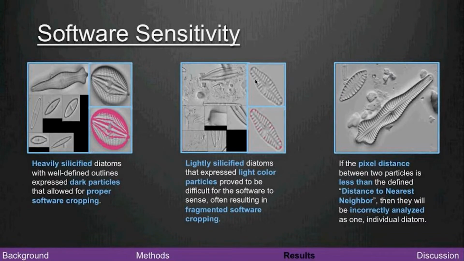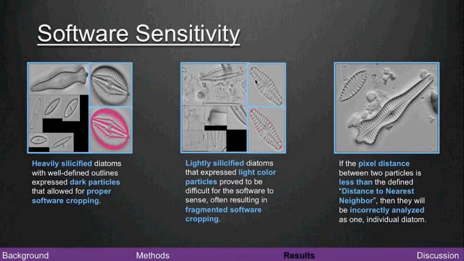The software did a pretty good job with darker or heavily silicified diatoms because the pixel colors that the diatoms expressed had a pixel value that was greater than the threshold. Therefore, the software saw it easily as a particle. In contrast, the lightly silicified or lightly colored diatoms had pixel colors and images that were less than the threshold. Therefore, the software struggled to crop them or didn't pick them up at all.